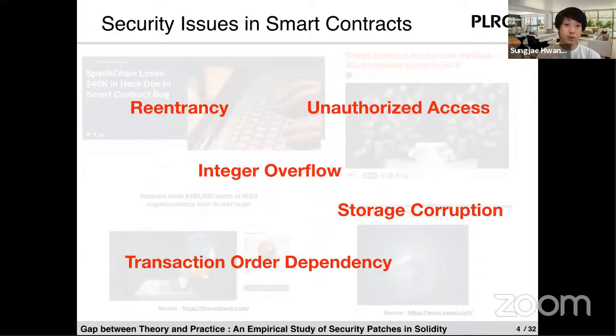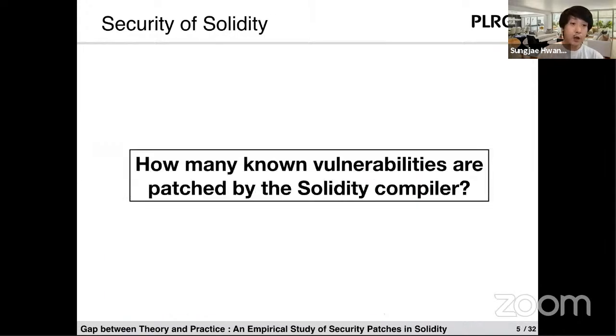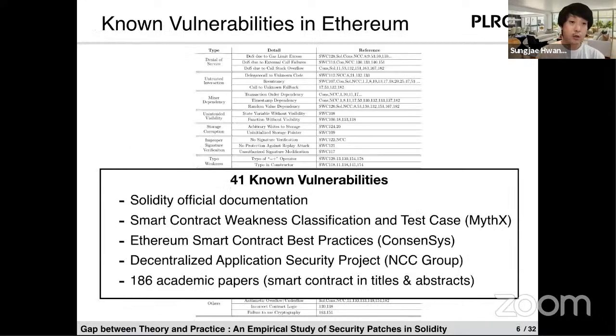And due to the tremendous interest in smart contract security in both academia and industry, the vulnerabilities in smart contracts are well analyzed and disclosed publicly. Then how many known vulnerabilities are patched by the Solidity compiler? To answer the question, we first collected known vulnerabilities from 5 different sources, including the official Solidity documentation, projects from blockchain companies, and 186 academic papers that contain smart contracts in their titles and abstracts.